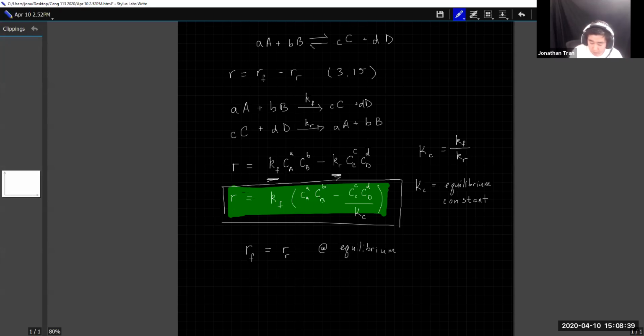And so at equilibrium, we can define this as k_F. We can use this relationship to define Kc as the concentration of C to its stoichiometric coefficient times the concentration of D to its coefficient, divided by the concentration of A and the concentration of B to their respective coefficients. So this equation here is going to be 3.20 in your book.